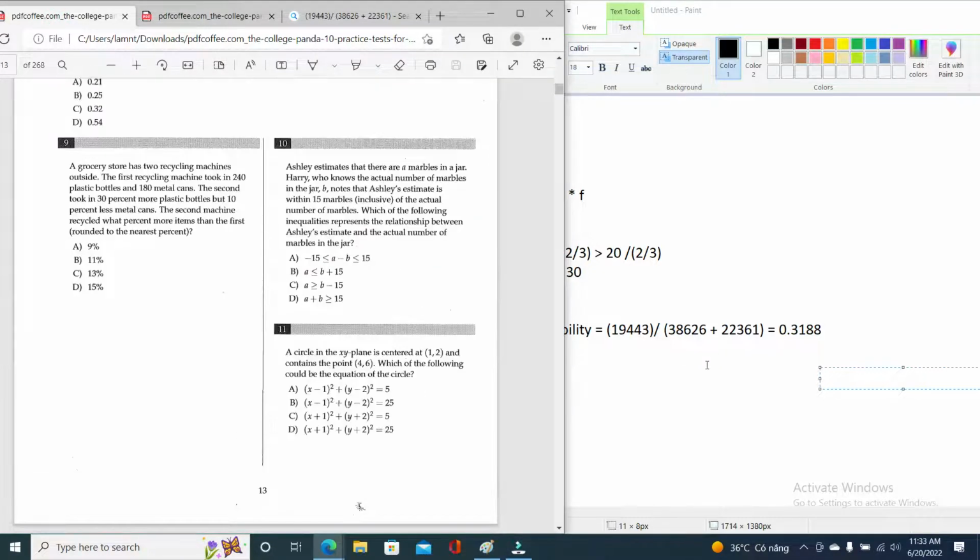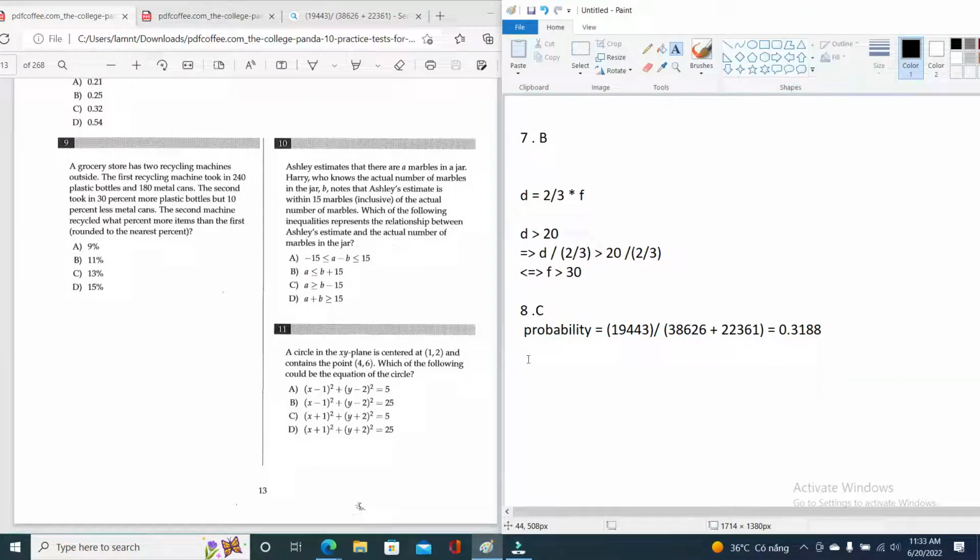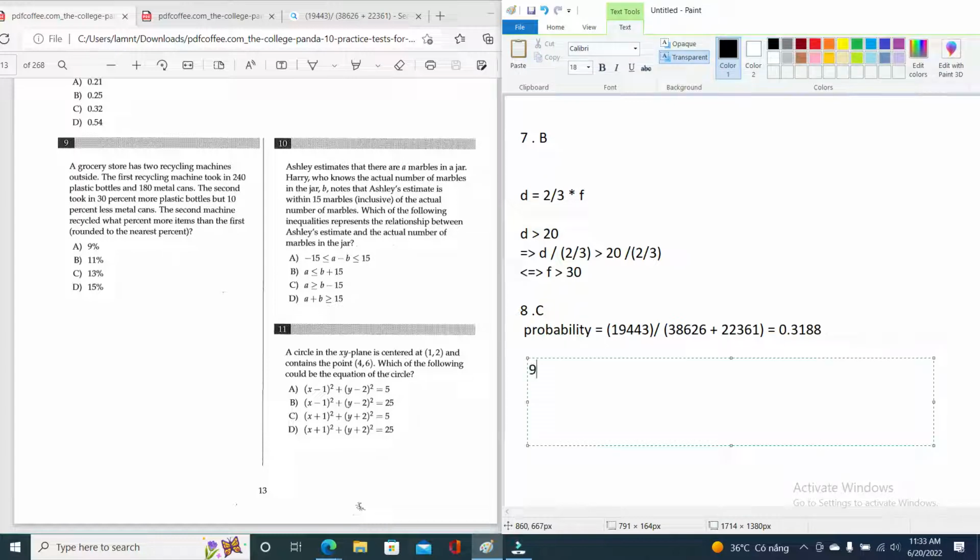Okay, let's move on to number 9. A grocery store has two recycling machines outside. The first recycling machine took in 240 plastic bottles and 180 metal cans. The second took in 30% more plastic bottles but 10% less metal cans. The second machine recycled what percent more items than the first, rounded to the nearest percent?